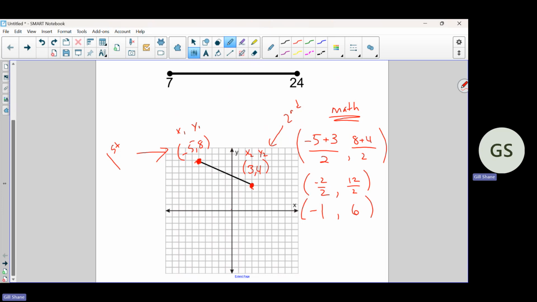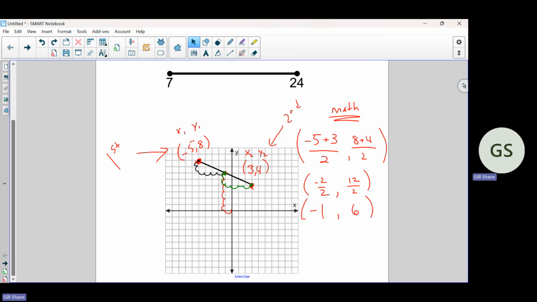So -1 would be 1 to the left, and 1, 2, 3, 4, 5, 6. And yep, that falls right on the line, and it definitely looks like it's right in the middle. I also kind of know it's in the middle because to go from this point right here to this point right here, I go down 2 and then over 1, 2, 3, 4. Well, to go from this point in the middle to this point over here, again, I go down 2 over 1, 2, 3, 4. So if I'm going the same distance both times, then it's got to be the midpoint.